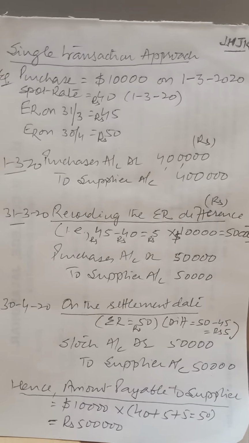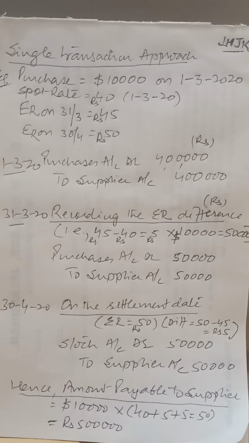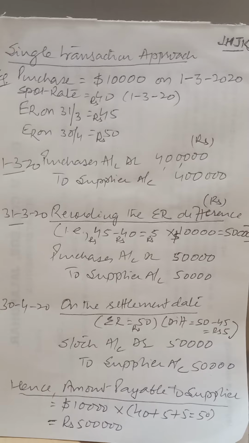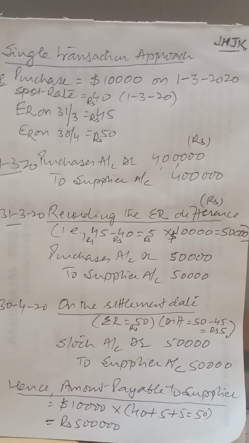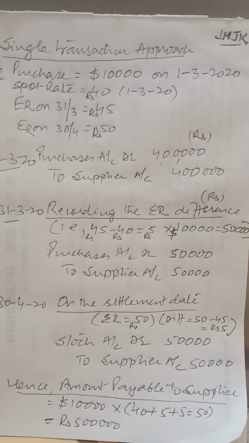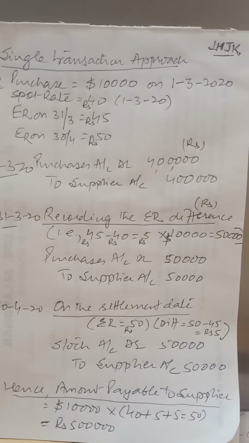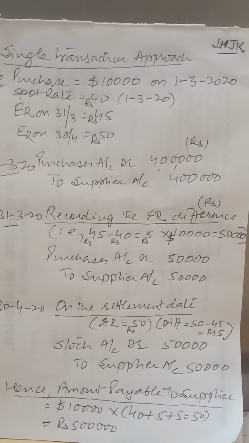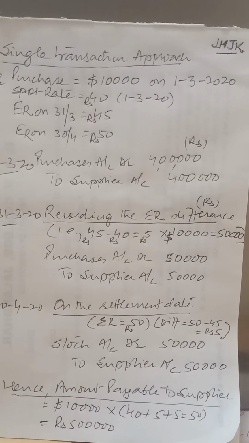So on the date of transaction, we'll record purchases account to supplier, that is 4 lakh rupees: $10,000 multiplied by the exchange rate on 1st March, that is 40 rupees. Then on 31st March, we'll record the exchange difference. The exchange rate is 45, earlier it was 40, so the difference is 5 rupees.